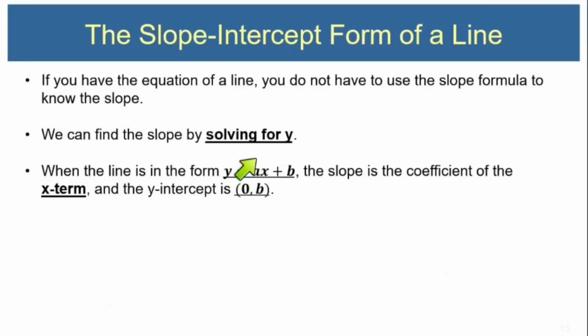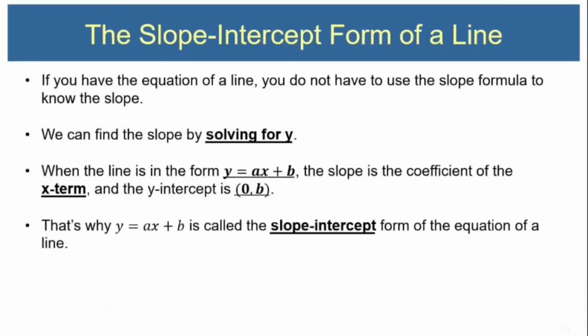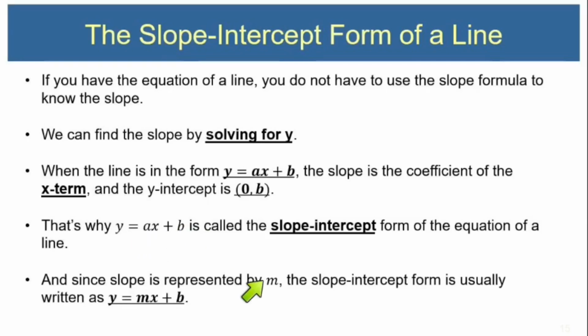Okay, so again, the coefficient of the x term is your slope, and the b number is the y-coordinate from the y-intercept. And because you can look at the equation in this form and see the slope and see the y-intercept, this form is called slope-intercept form. But we said earlier that slope is usually represented by the letter m, and so we usually see this written as y equals mx plus b instead of y equals ax plus b. But whether it's an a or an m, it doesn't matter. Whatever number is sitting in that slot, that number is the slope, the other number is the y-intercept.